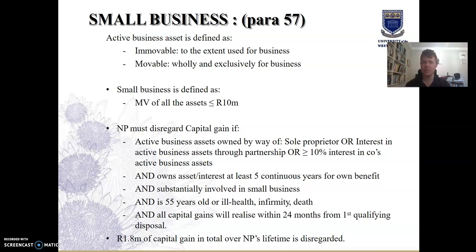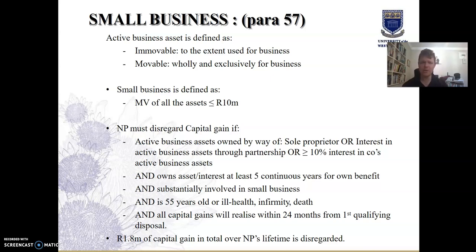You must be involved in the business. You must be selling it due to ill health, infirmity, death, or you must have reached the age of 55. And you must sell everything and realize all your capital gains within a period of 24 months.